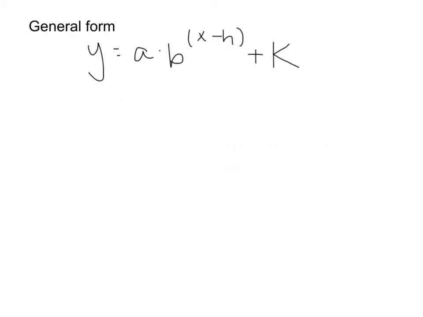The general form for exponential functions is y equals a times b to the x minus h power plus k. So this is going to cause our exponential function to shift. So let's talk about all the different transformations. Again, if a is greater than 1, it's a vertical stretch just like normal. If a is greater than 0 but less than 1, it's a vertical compression. And if a is negative, that's going to cause it to be reflected across your x-axis.